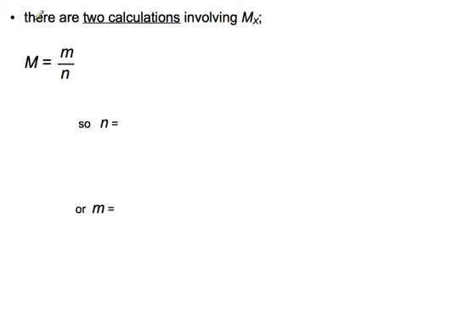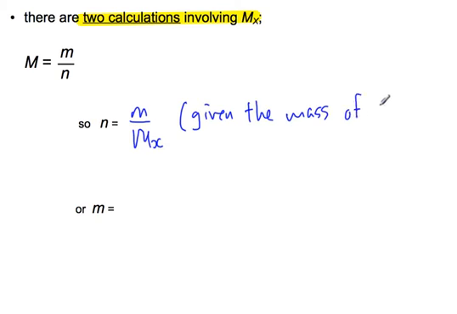So there are two main calculations that you want to be able to master involving molar mass. So there's our equation still, molar mass equals mass divided by number of moles. So if we want to find the number of moles, n, number of moles n is going to be equal to mass divided by molar mass, capital M of X, so the substance. And so you have to be given the mass of the substance X. And so that's the first calculation.